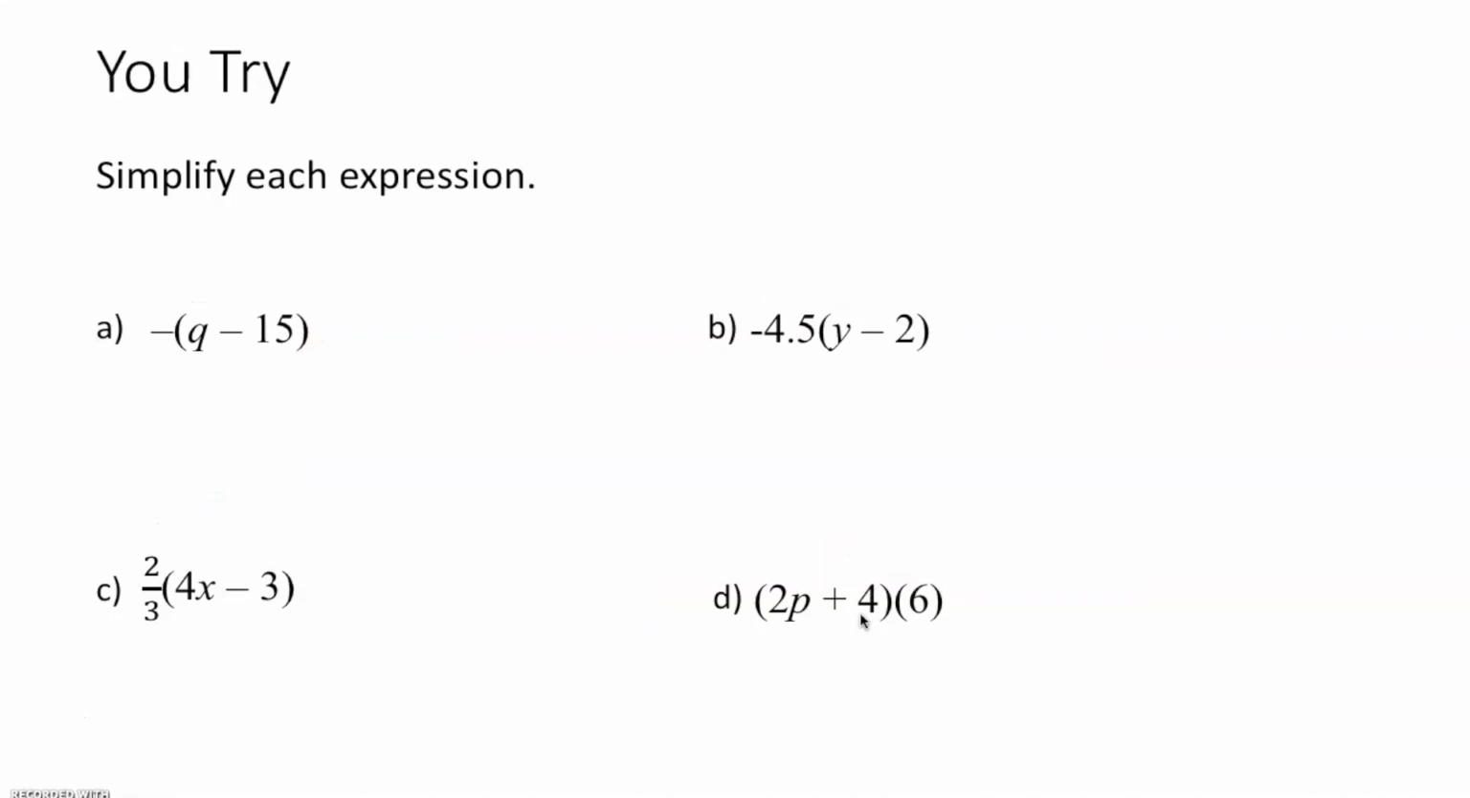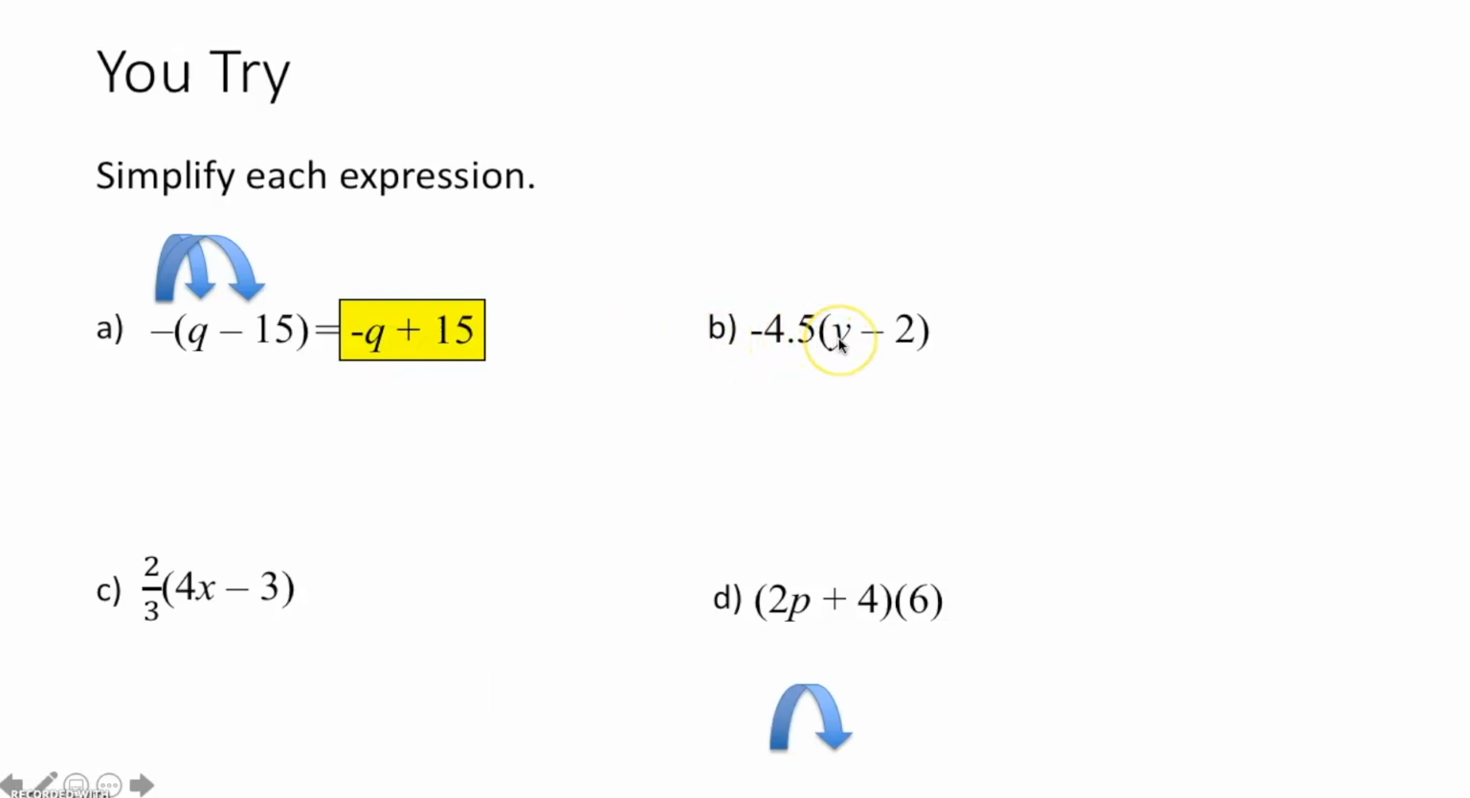You try. Part A, there's just a negative out front. What does that mean? Think of it as negative 1. Anytime they just have a negative, it's the same thing as negative 1. So what we're going to do is take that negative 1 and distribute it to the q and to the negative 15. So negative 1 times q is going to be negative q. Negative 1 times negative 15 is going to be positive 15.